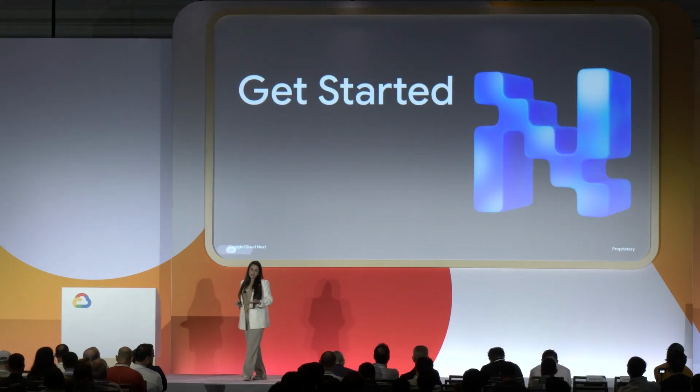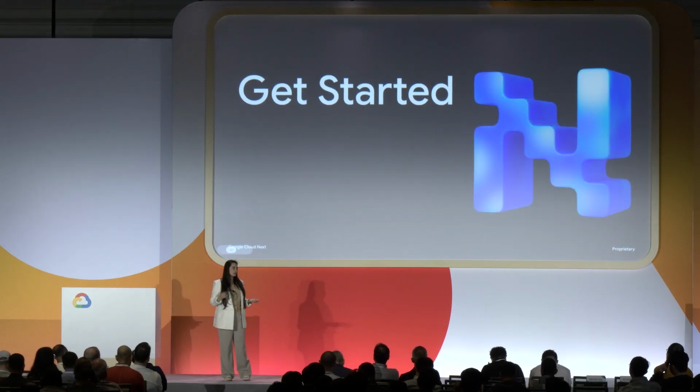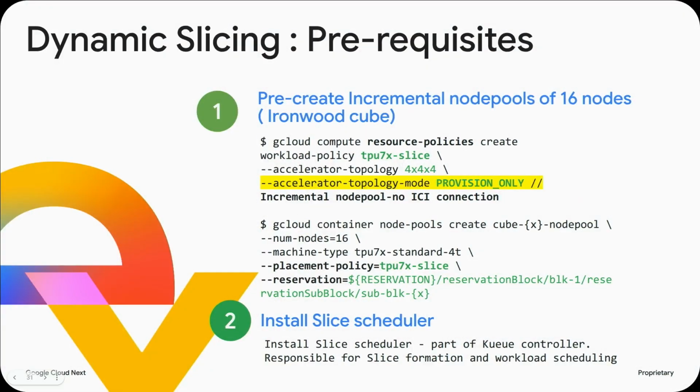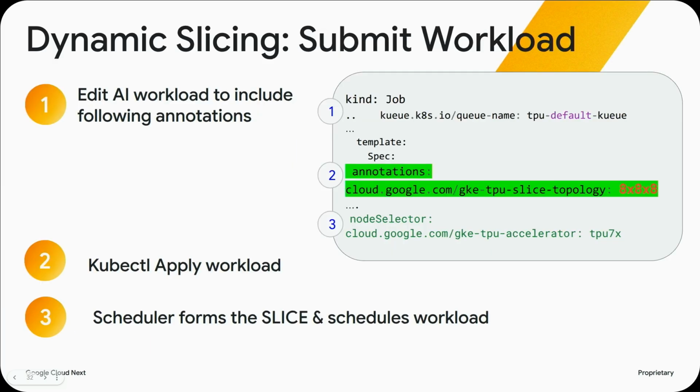Let me get started. So if you want to use this, how are you going to use this? Quickly, create your node pools, and then you also have to install a slice scheduler at one time if you want GKE to let you schedule all of this. And that's it, submit a workload. When you submit a workload, important thing to note, add this annotation, please, so that we know that you want us to do dynamic slicing.